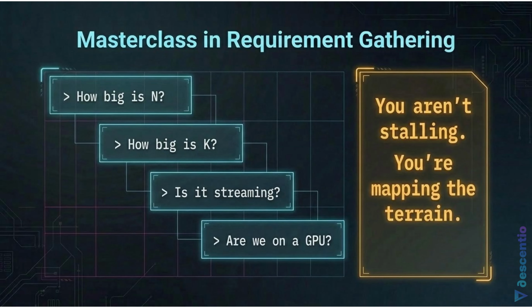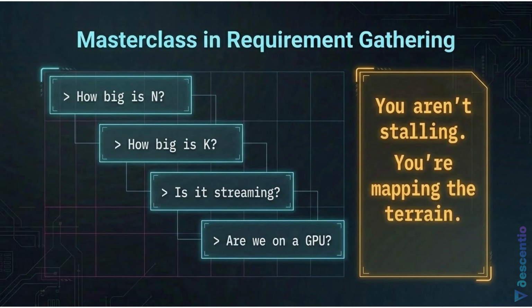It's really a masterclass in requirement gathering. Exactly. A strong candidate starts the interview by basically interrogating the interviewer. Right. They start firing off the winning questions. How big is N? How big is K? Is it streaming? Is it on a GPU? Is this data in memory or on disk? And they also define the specific performance metrics. They ask, are we optimizing for latency, trying to get the answer as fast as possible for one user? Or are we optimizing for throughput, trying to handle millions of these requests per second on a shared server?